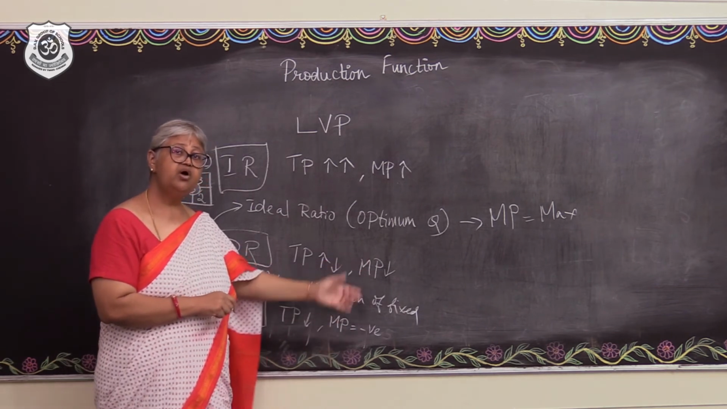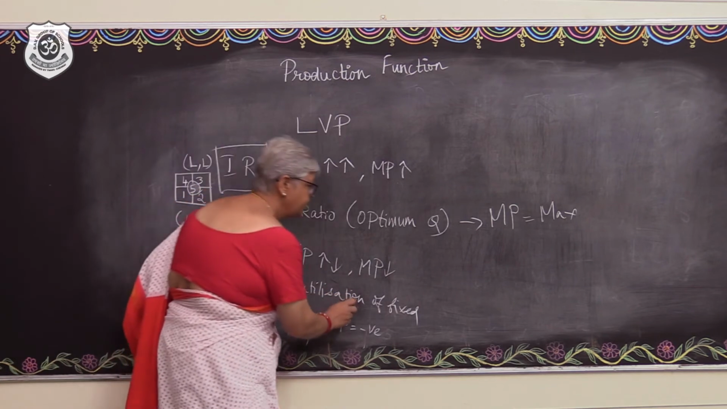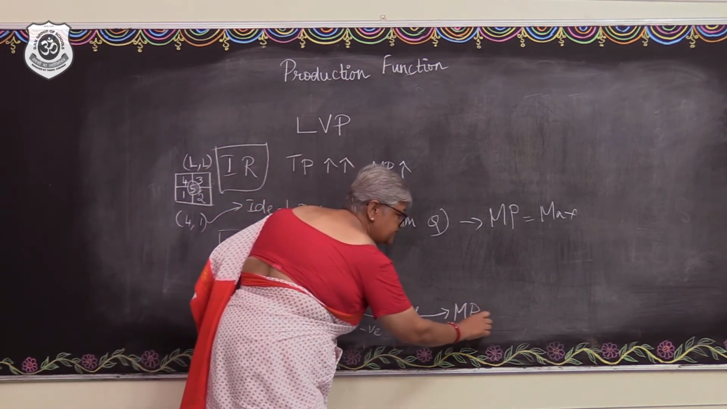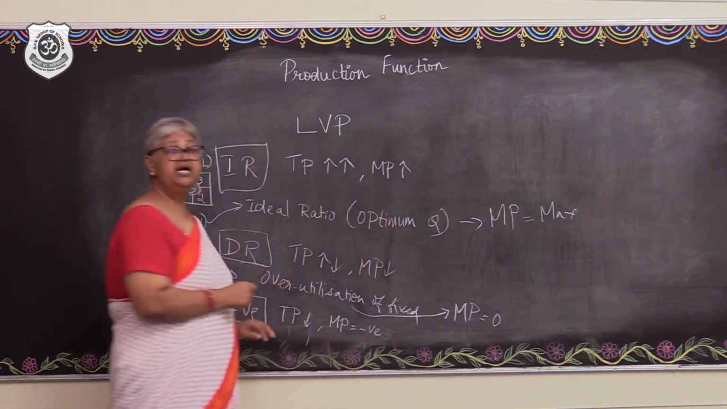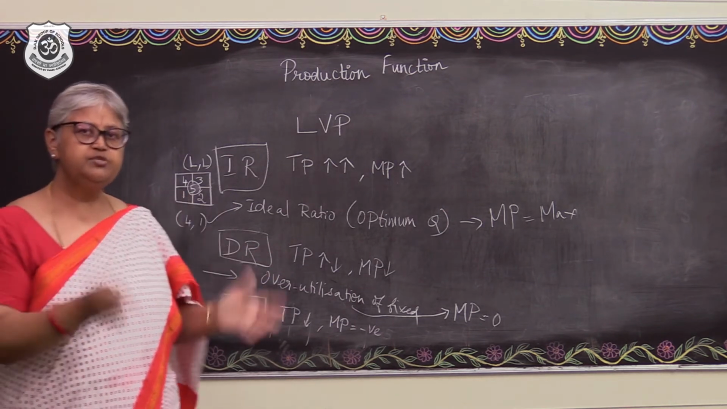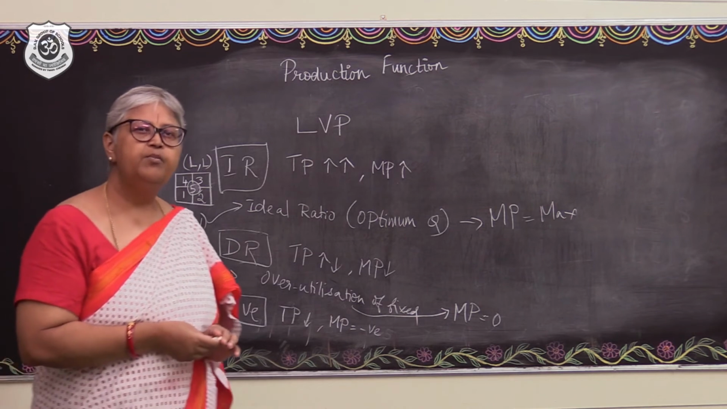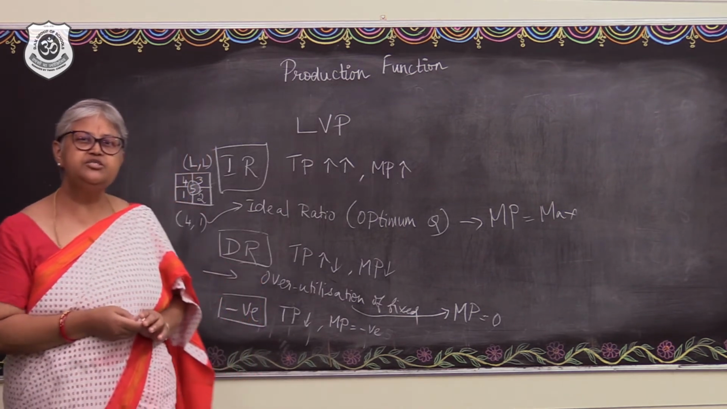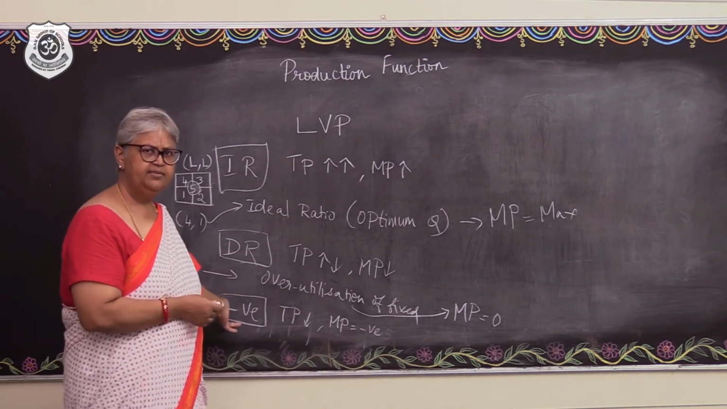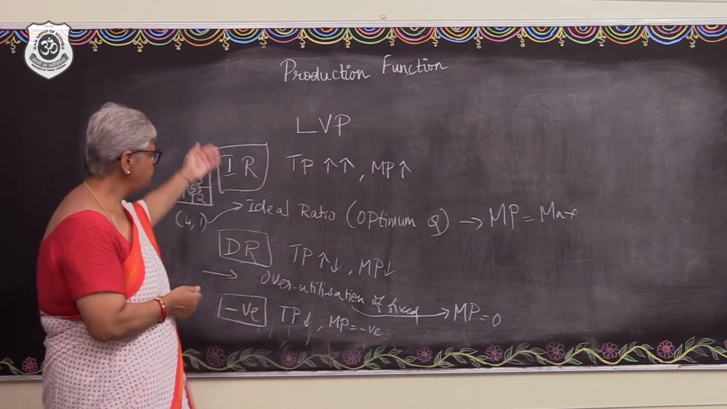So in between the falling and the negative stage, MP at some particular point is going to become 0. Yes? MP is going to become 0. So that is a stage which marks the disguised unemployment stage, where there is no additional productivity. There is no additional product due to the employment of the variable input. Fine?